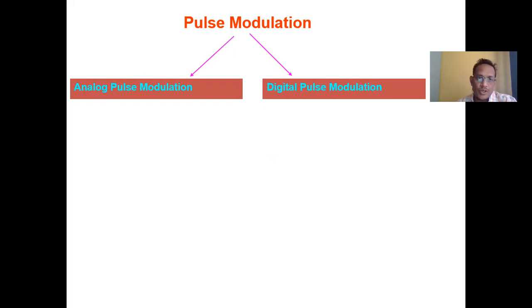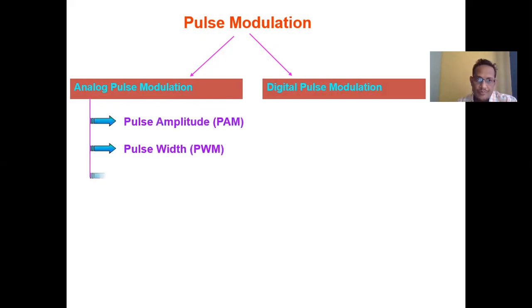These pulse modulations are basically classified into two parts, that is called analog pulse modulation and digital pulse modulation. The analog pulse modulation is again classified into three different parts. The first one is the pulse amplitude modulation, this is the pulse width modulation, and this is the pulse position modulation.